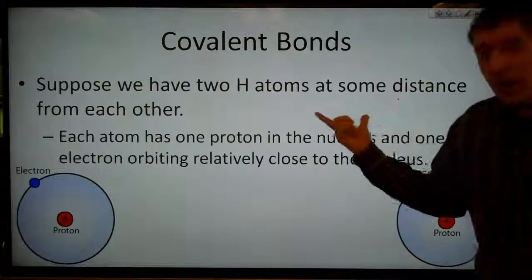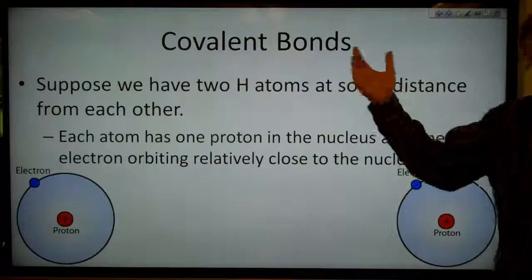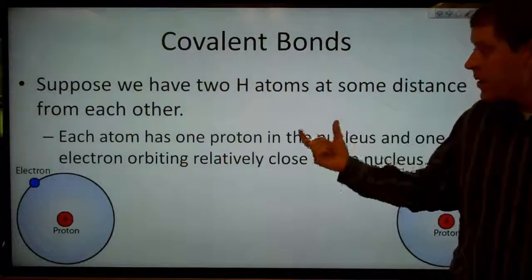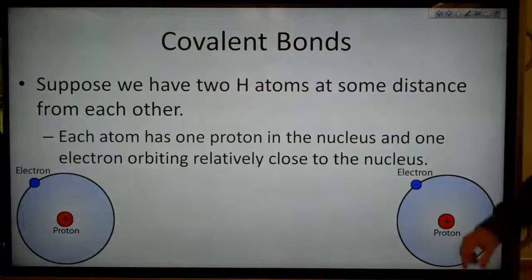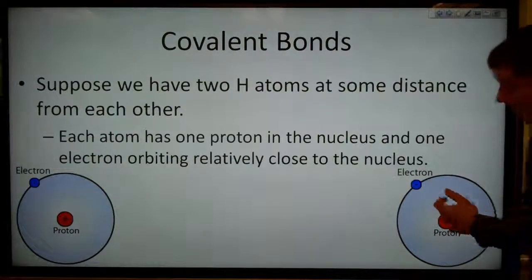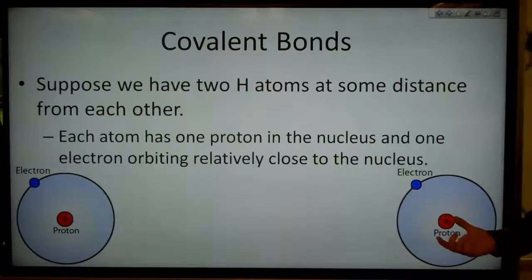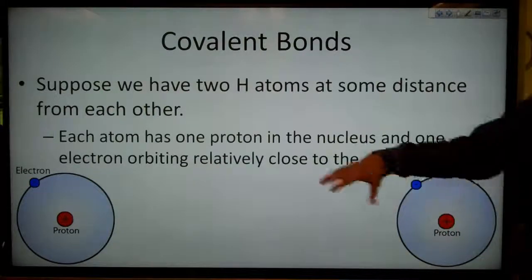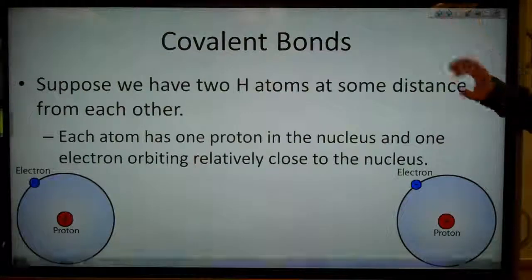So suppose we have two hydrogen atoms at some distance from each other. Now we're going to look at a covalent chemical bond. So if we have one atom over there and one atom over here, each atom has one proton in the nucleus, one electron orbiting the nucleus somewhere, but that electron is relatively close to the nucleus, at least as far as the scale. So we have our two atoms really far apart.